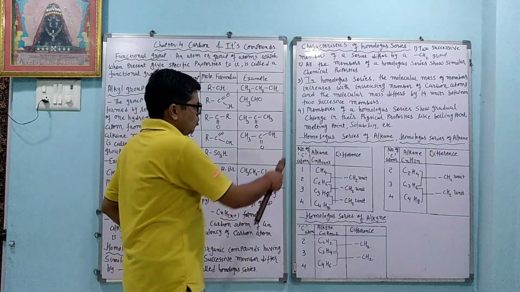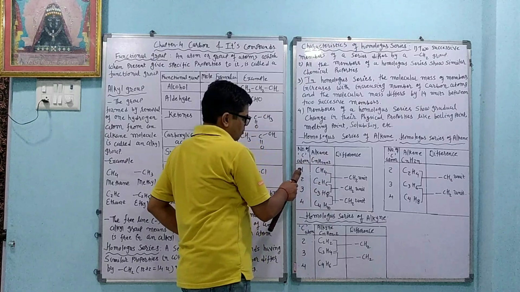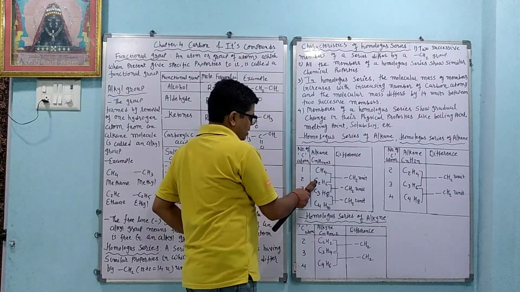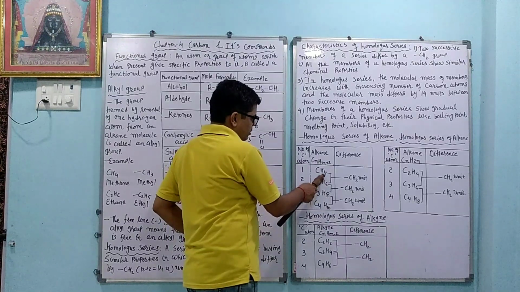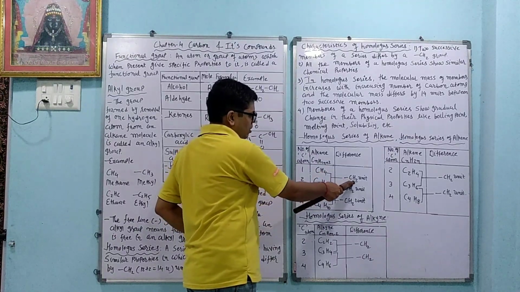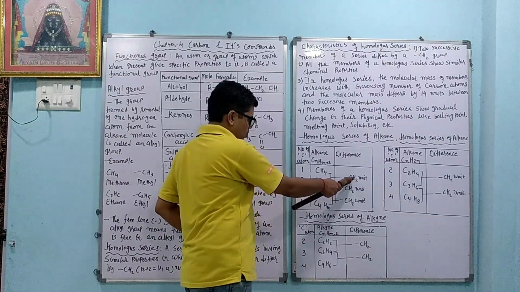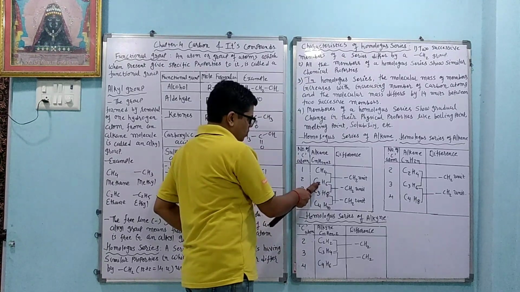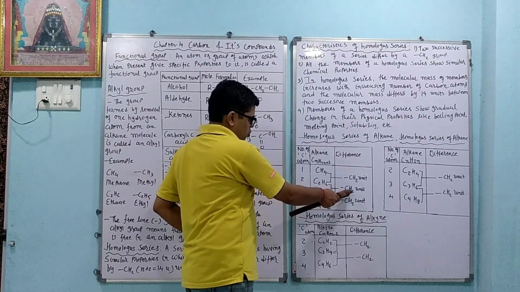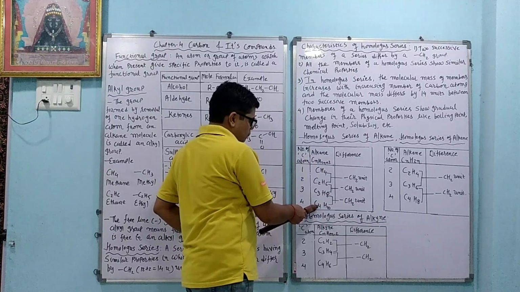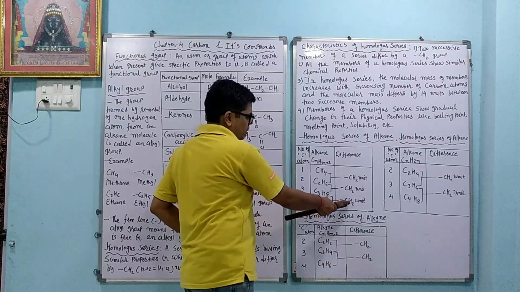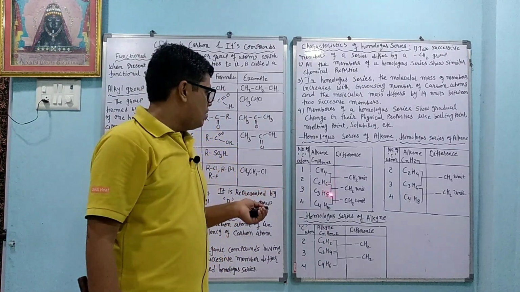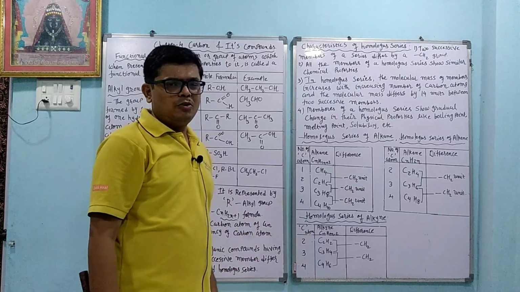Now we will study the homologous series of alkane. First, with one carbon atom we get methane. The second is C2H6, ethane. Now if we take the difference of ethane and methane, then the unit difference is how much? A CH2 unit. In the same way, the difference of propane and ethane is a CH2 unit. The difference of butane C4H10 and propane C3H8 is a CH2 unit. So the series in which the difference between two successive members is a CH2 unit is called the homologous series.